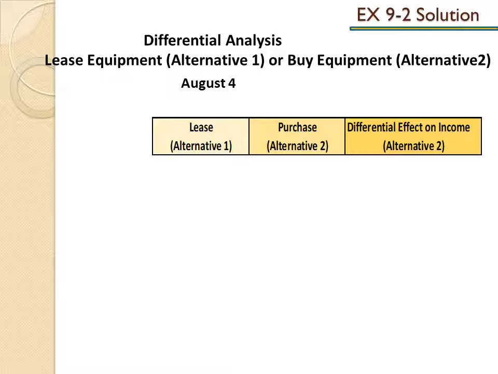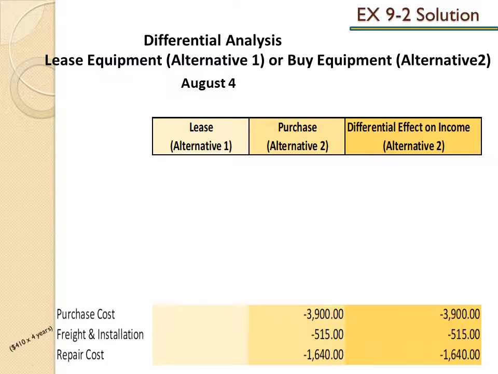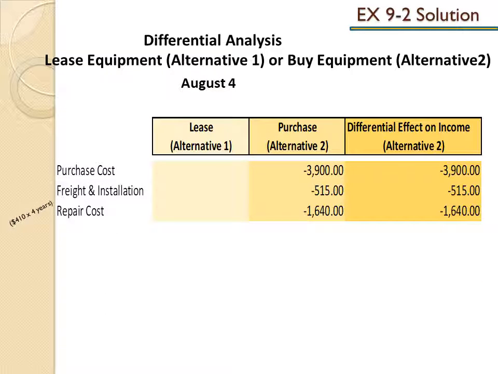And we will examine the differential effect on income if we were to choose alternative 2. So let's start. If we purchase the equipment, we will have a purchase cost of $3,900, which is a negative effect. Freight and installation cost of $515, another negative effect because these are all costs. And then we have repair costs of $1,640, computed by multiplying $410 as the annual repair times 4 years.